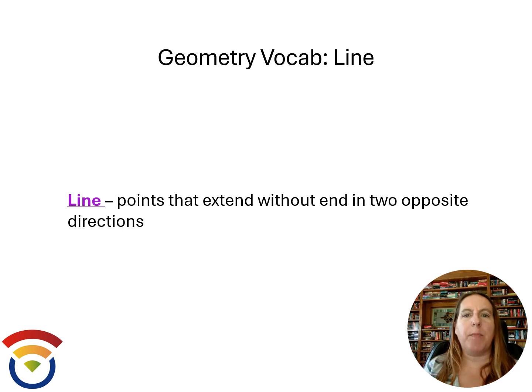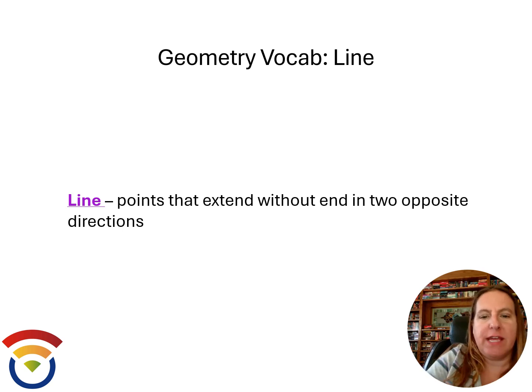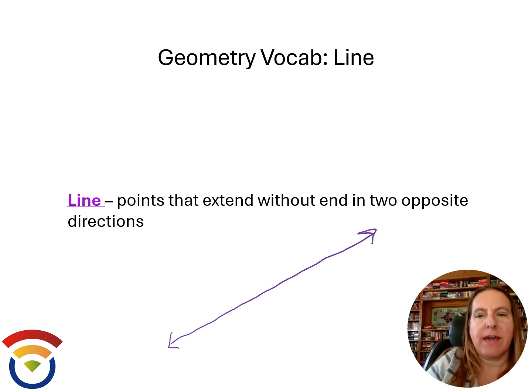We can put multiple points together, and if those points are in a row, that would be a line. A line in geometry is a straight thing. It doesn't have any width, but it extends forever in two opposite directions. Okay, so that is what a line looks like.